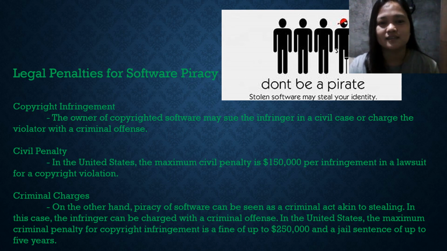And last is criminal charges. This involves damages that are both monetary and psychological. A prison record can seriously harm the life of any individual.